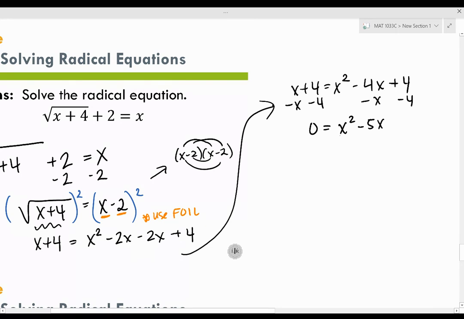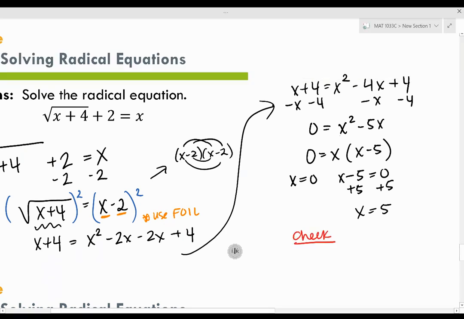Now I need to solve for x. So I could factor it. I'm going to pull out the GCF, which is x. It's going to give me x times x minus 5. And I'm going to set each one of those factors equal to 0. So x equals 0 is already solved. To solve the second one, I'm going to add 5 to both sides. So x equals 5. Now remember, before you can accept these, you need to check them.